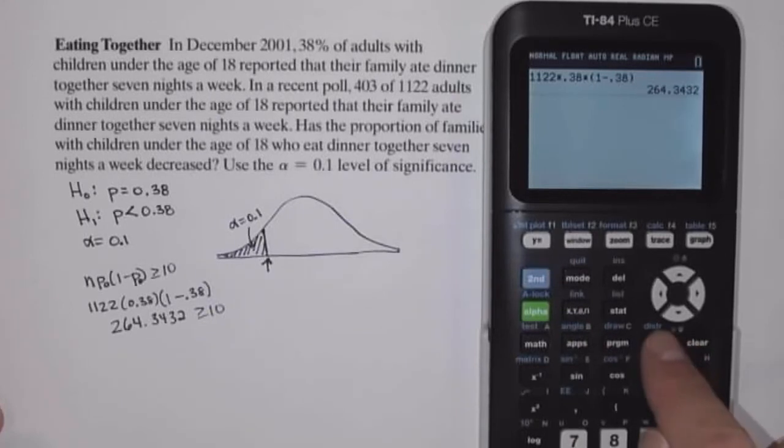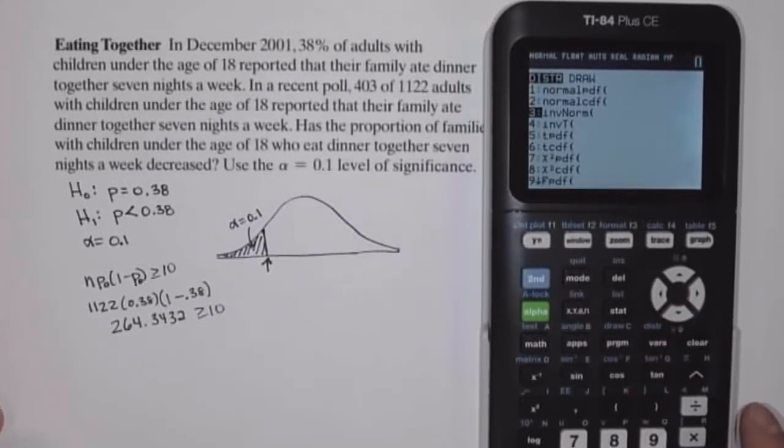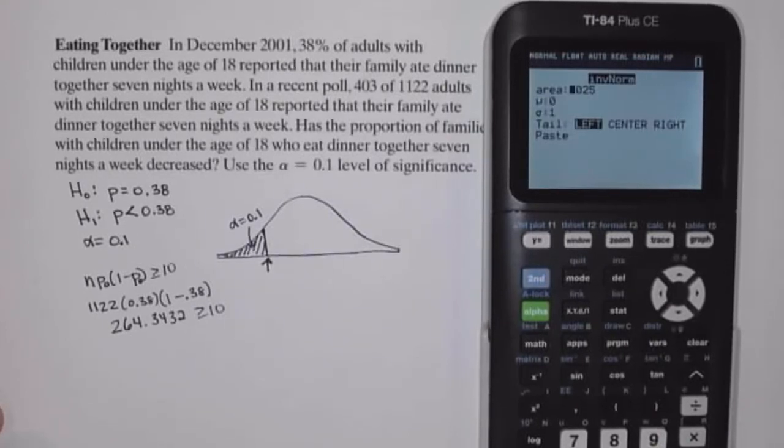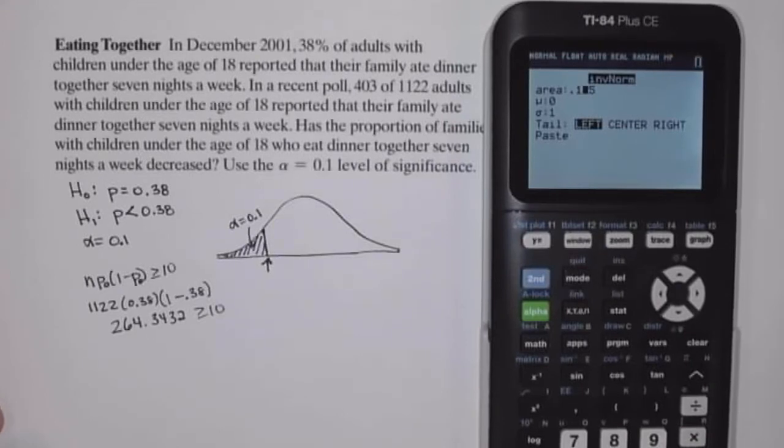So if I go to inverse norm, that is second and distribution. So number 3 there, inverse norm. The area in the left tail, I want to be 0.1.